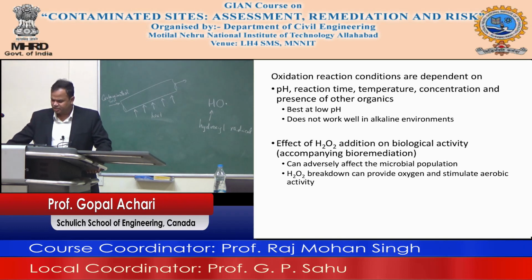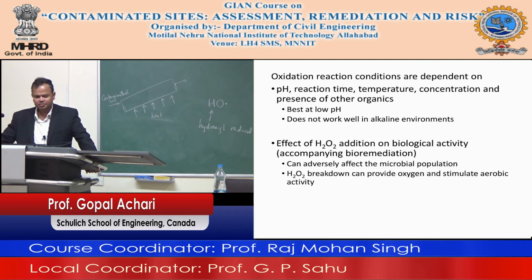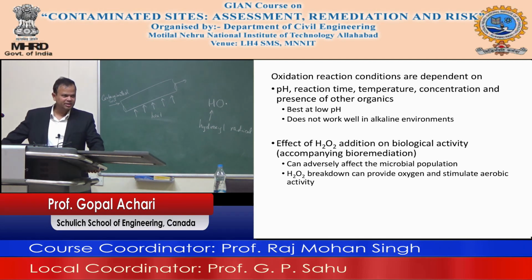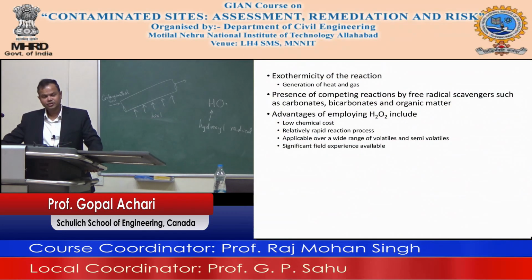Presence of competing reactions by free radical scavengers, such as carbonates, bicarbonates, and other organic matter, is the other thing. They're all going to scavenge or eat up the hydrogen peroxide's oxidizing power, and therefore the amount that you need is a lot higher than what you actually need based on the chemistry of it.